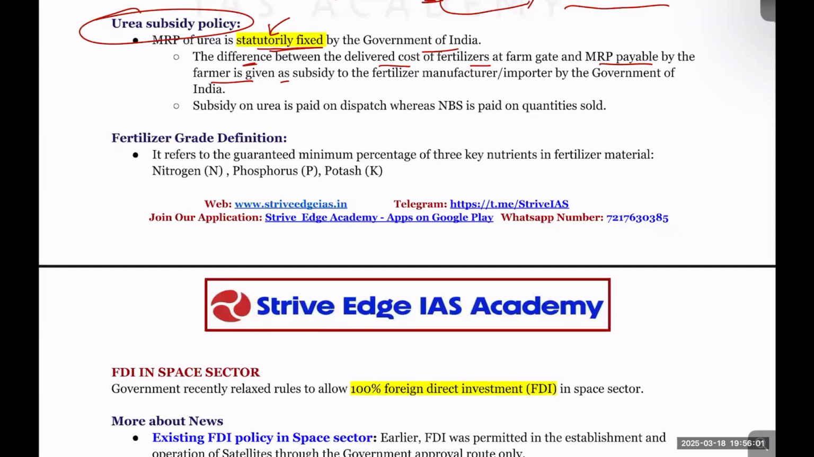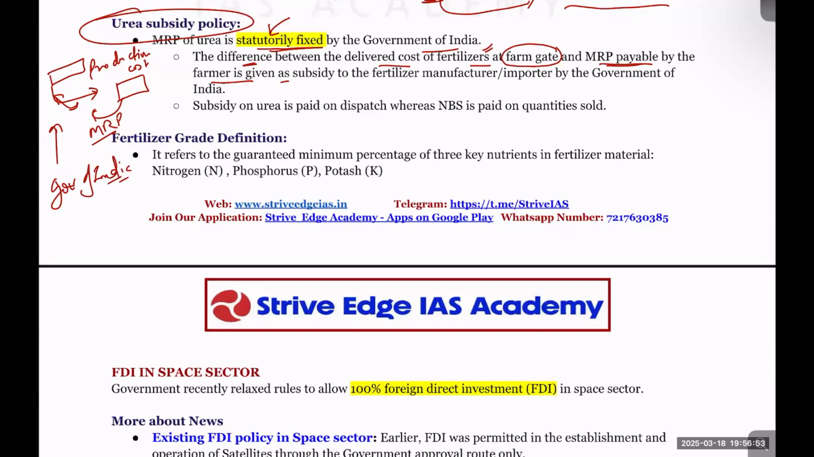Now, urea-based subsidy. The MRP of urea is statutorily fixed by the Government of India, and the difference between the delivered cost of the fertilizer at the farm gate, whatever cost is incurred by the fertilizer companies to make the fertilizer reach the farm gate, and the MRP that is paid by the farmer, that difference will be given by the Government of India. So this is what the urea-based subsidy is all about.